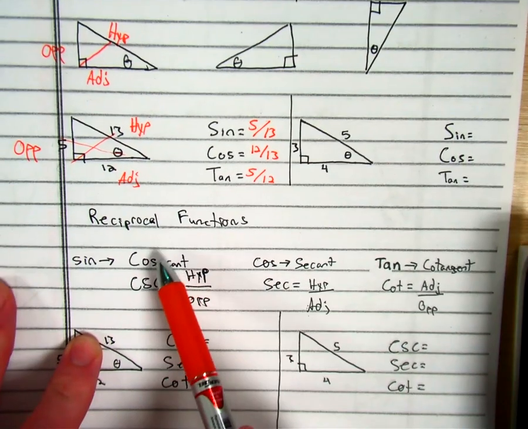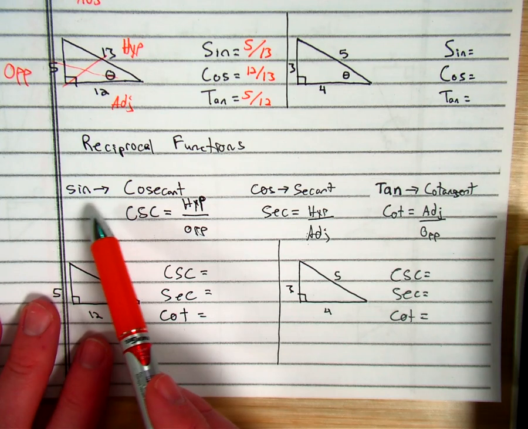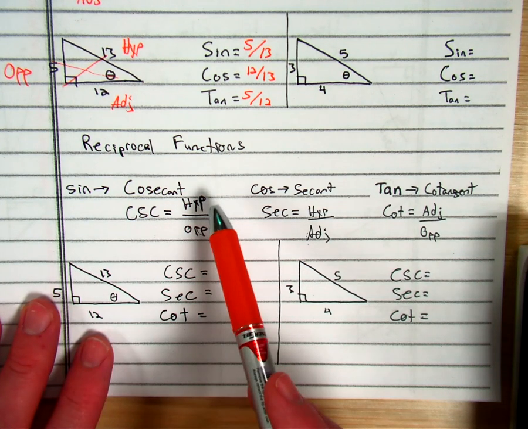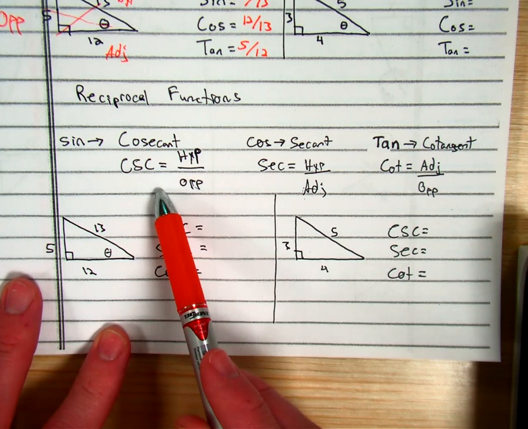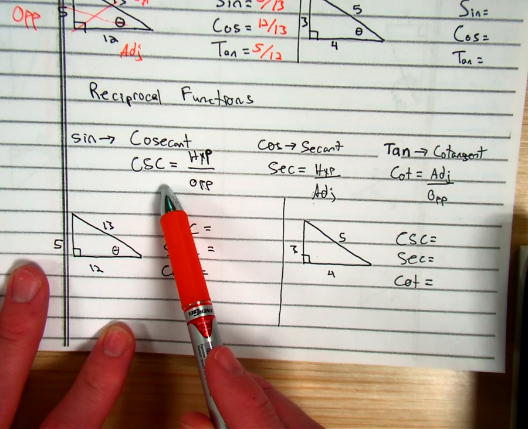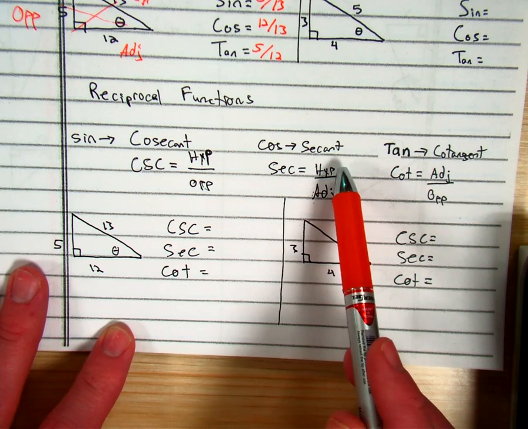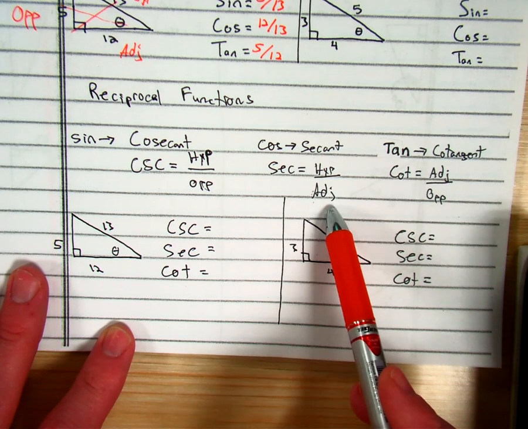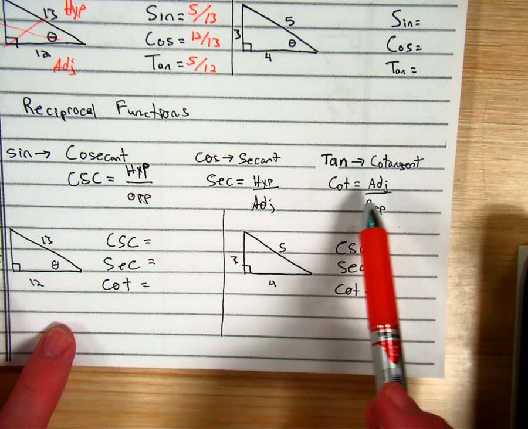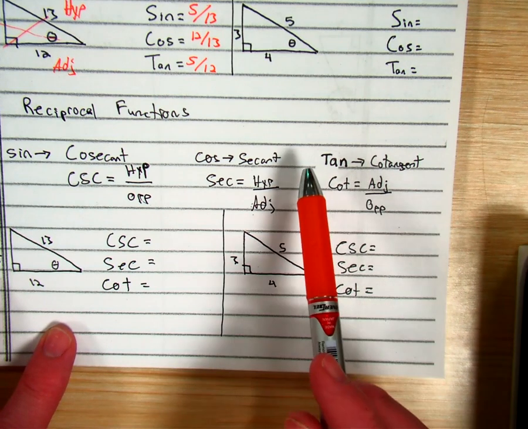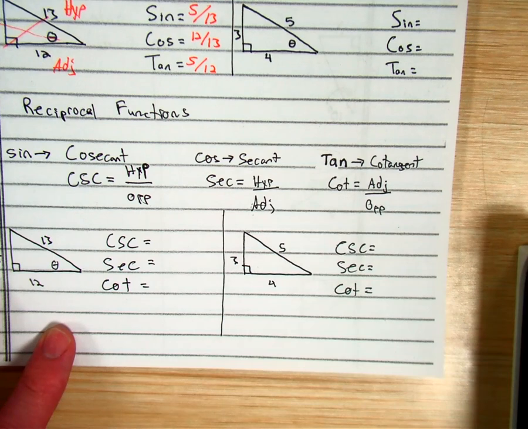Next we're talking about reciprocal functions. Sine is opposite over hypotenuse. If we flip it upside down, we have hypotenuse over opposite, and that is cosecant. Cosine is adjacent over hypotenuse. If we flip that to hypotenuse over adjacent, we have secant. Tangent is opposite over adjacent. Let's flip it, adjacent over opposite, and that's cotangent.